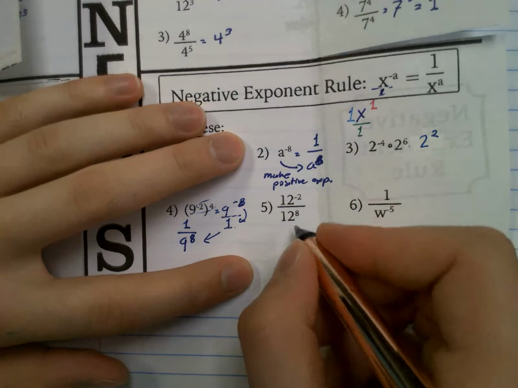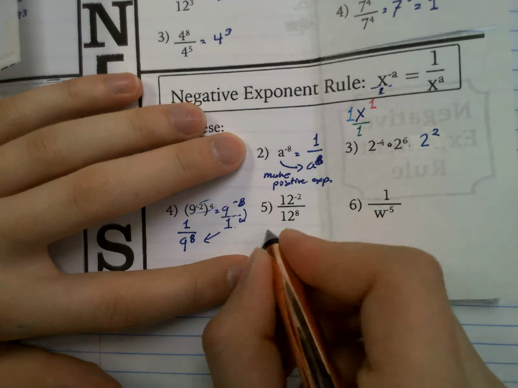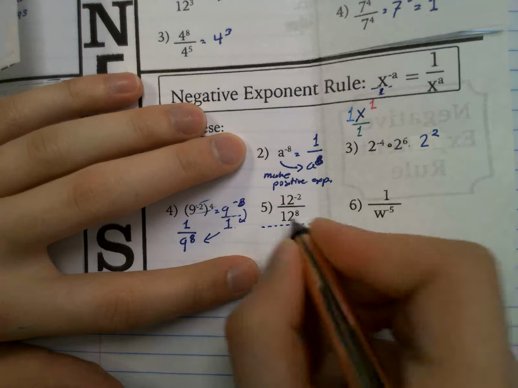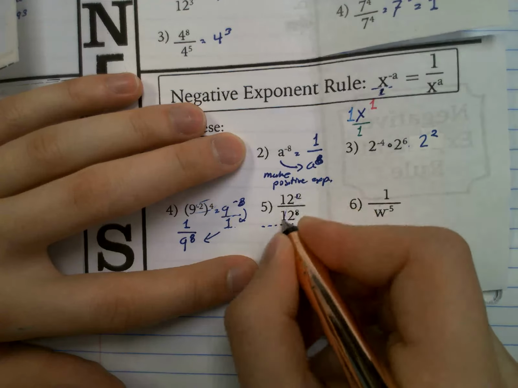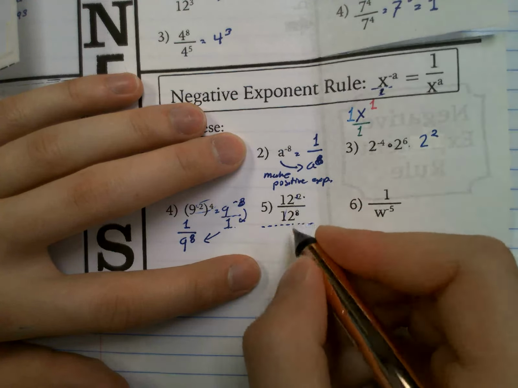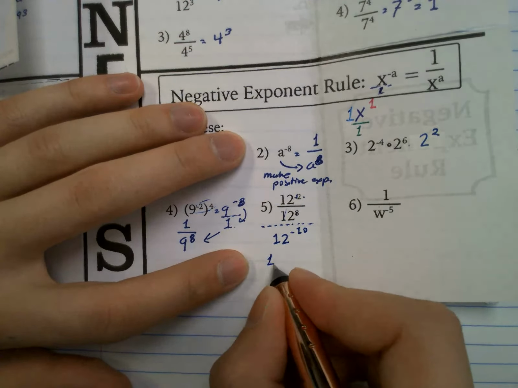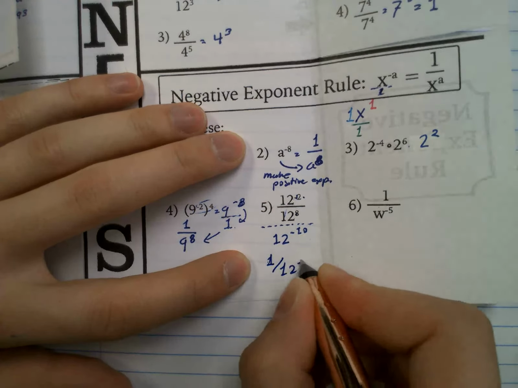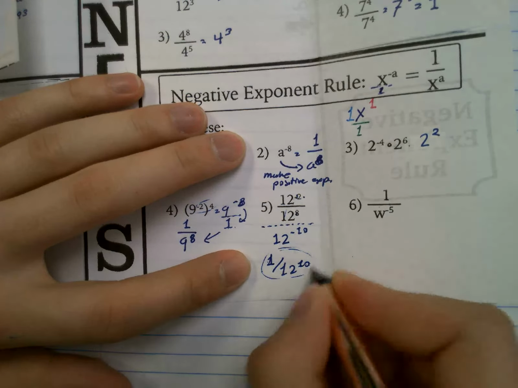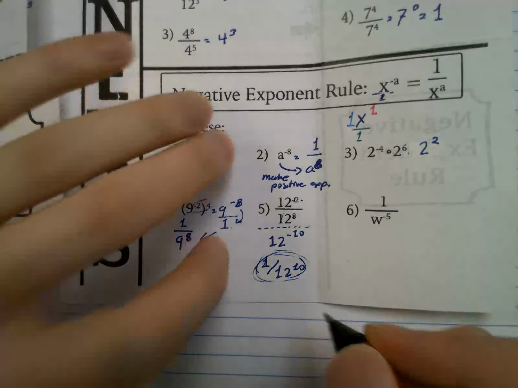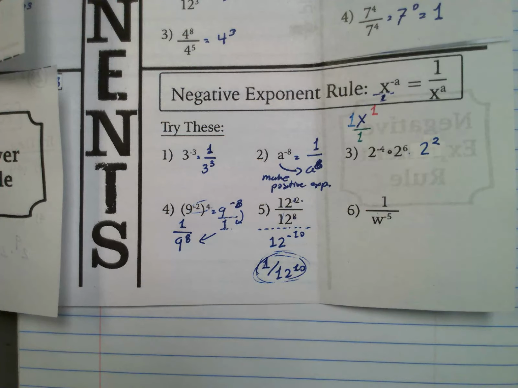And then we have 12 to the negative 2 over 12 to the 8. And sometimes you could just rewrite this as like that, and then just pretend you're subtracting these two numbers and ignore these. So negative 2 minus 8 is going to give me 12 to the negative 10. Rewritten, 1 over 12 to the 10th. Does that make sense?